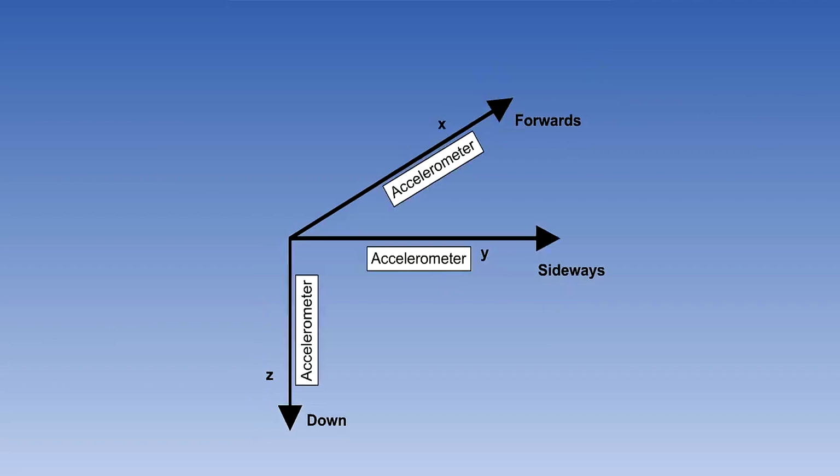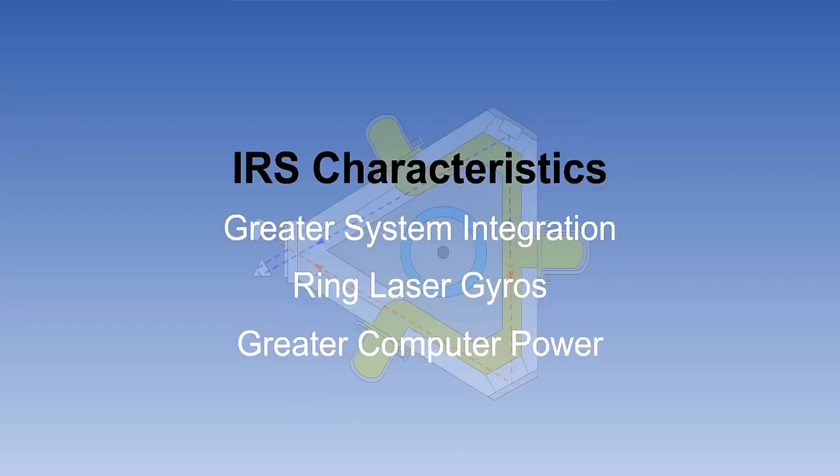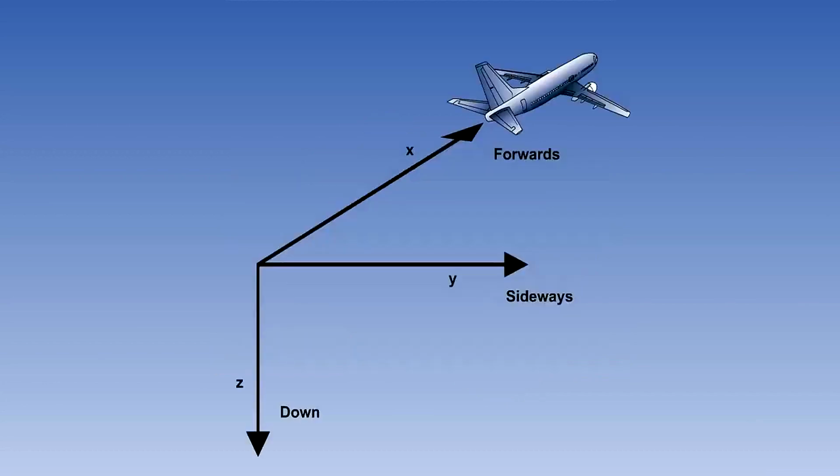We do not have a stable platform with IRS. Our accelerometers are pointing in the direction of the airframe. However, for our velocities to be useful to us, we need them in terms of north, east and vertical. This situation is resolved by making use of the great increase in computer power, which has become available in the last 30 years. We can construct a mathematical model to solve the problem. The technique is called axis transformation.